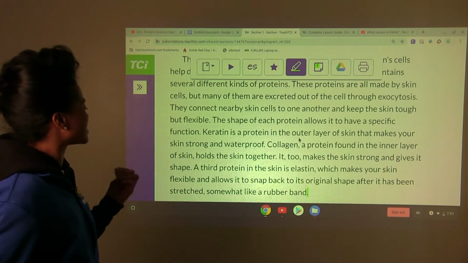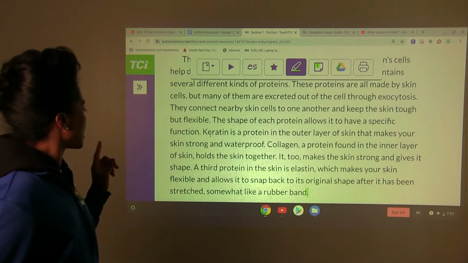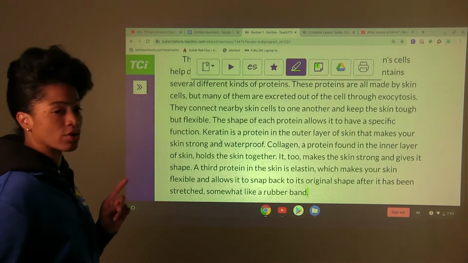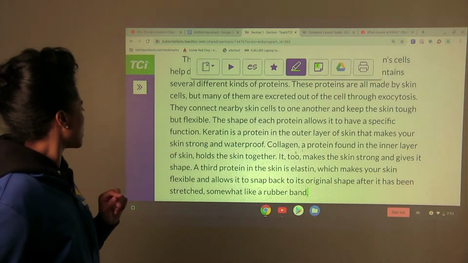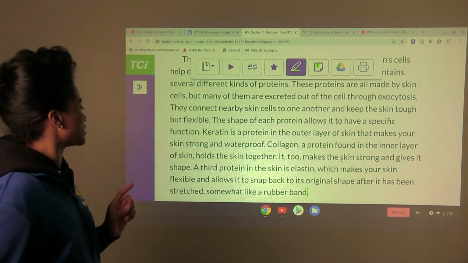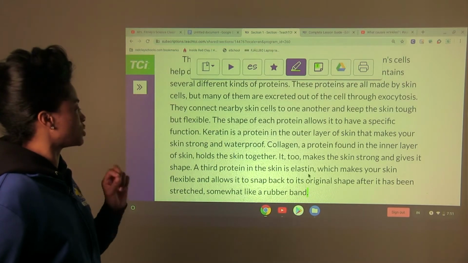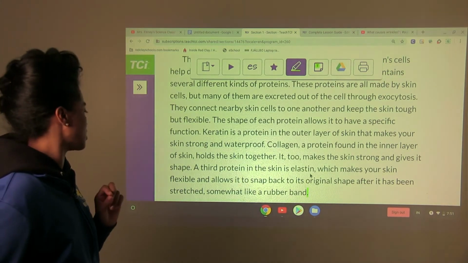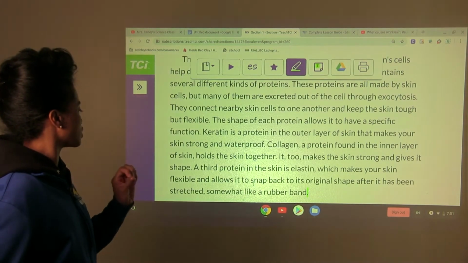So we're looking at skin cells, and we're talking about 3 different types. We mentioned keratin, that makes your skin strong and waterproof. We mentioned collagen, which is on the inner layer. It holds the skin together. And it also makes the skin strong, gives it shape. And then the third protein in the skin we talked about is elastin, okay, which makes your skin flexible, allows it to snap back to its original shape.